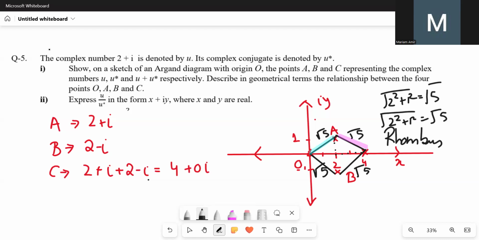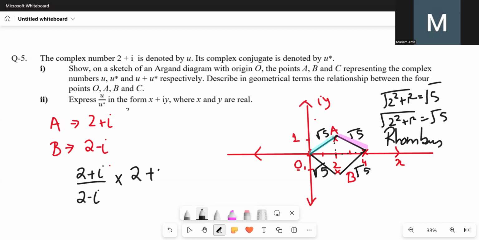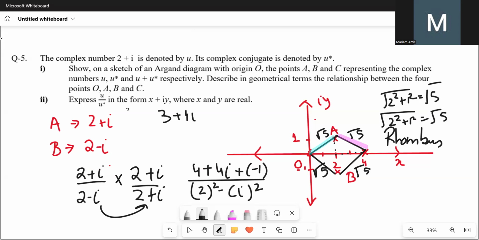Okay, express u over u conjugate in the form x plus iota y. So, 2 plus iota upon 2 minus iota. We can rationalize this by multiplying and dividing it with 2 plus iota, because we multiply and divide with its conjugate pair. In the denominator, I'm using the a square minus b square identity. In the numerator, it's going to be a square plus 2ab plus b squared, which is going to be negative 1. So I'm getting 3 plus 4 iota in the numerator.